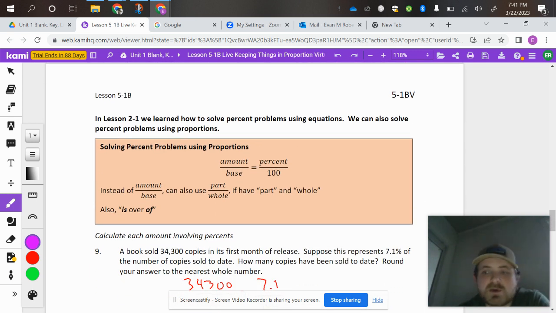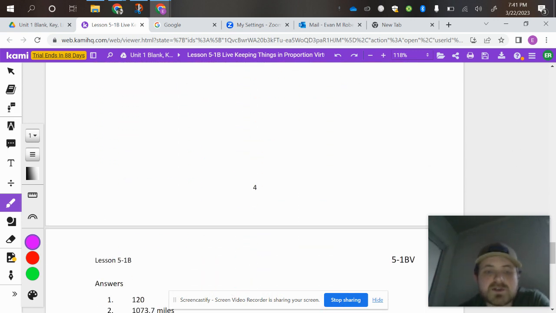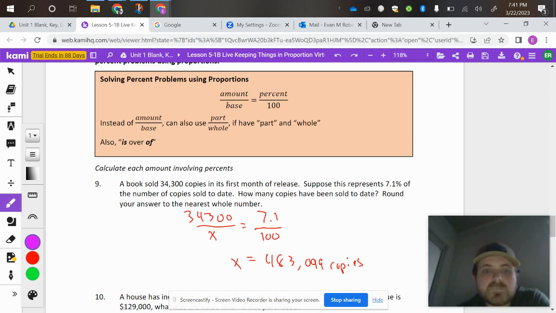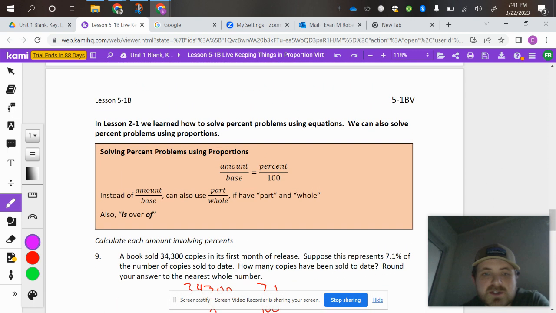So last couple questions here. Hopefully I'm not going too quick for you. So we're looking at some books being sold. And this part over whole concept is pretty helpful when we're dealing with a percentage. So like if 25% of my income is taxed, the part is the 25%, and the whole would be 100%. So that's why it's percent over 100. And a lot of times that is over of concept can work as well.